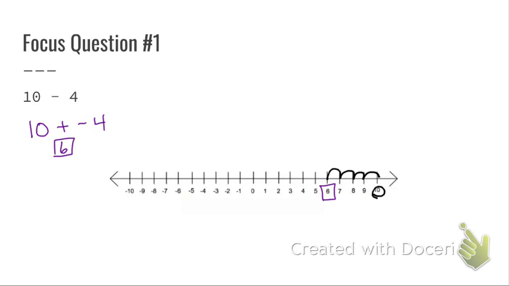Another way to think about subtraction is that it's asking you how far apart two numbers are. So instead of counting back, if I think about 10 and 4, how far apart are 10 and 4? 1, 2, 3, 4, 5, 6. So 10 minus 4 is 6. That's another way to get the same answer. Got lots of choices here, don't we?